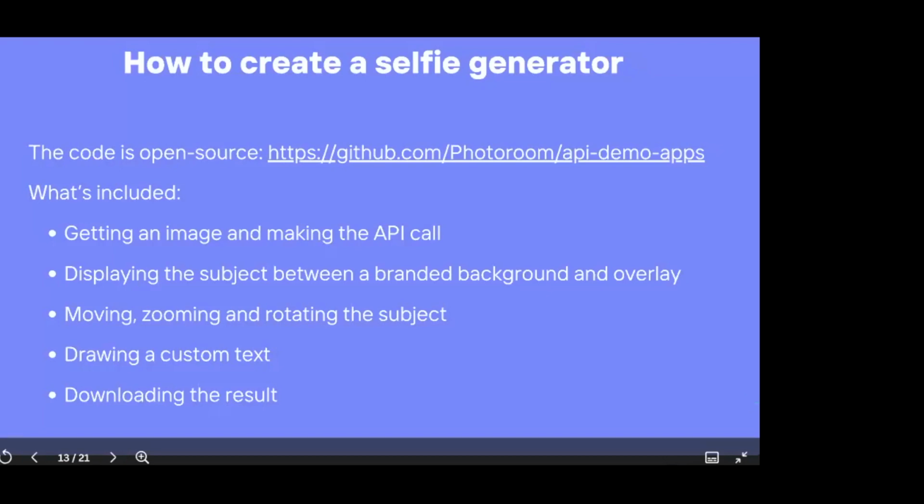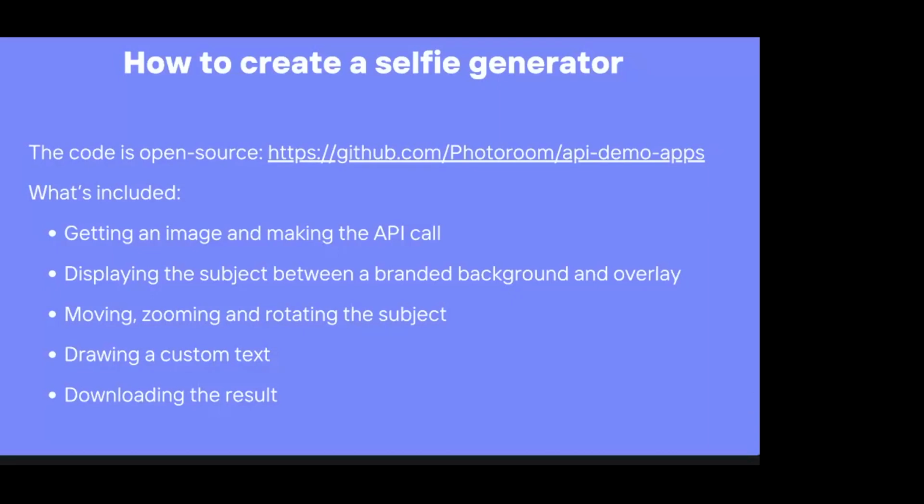So we've put the URL of the code for what I've just demoed you. It's available on GitHub. It's open source. You can use it. What's included is the code to get an image from the user and make the call to our API, then display the result of the API call. So the image without the background, display it between a branded background and overlay, which is going to add the branded elements to the result image. Then being able to move, zoom, and rotate the subject to position it as the user sees fit. Being able to draw a custom text. And finally, being able to download the result locally.